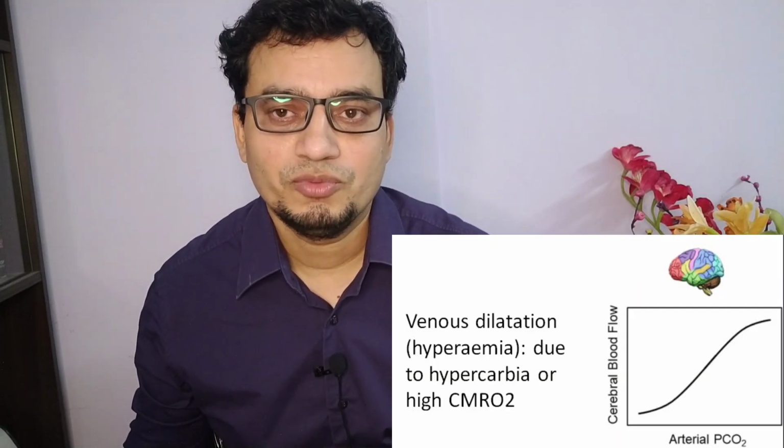cause venous dilatation. Similarly, any condition which leads to increased cerebral metabolism, such as fever and also seizure, can also cause functional hyperemia and increased intracranial pressure. So all these things should be prevented. After having completed the understanding of the etiology of high ICP, we will move on to the management part.